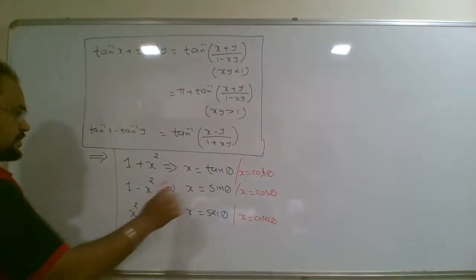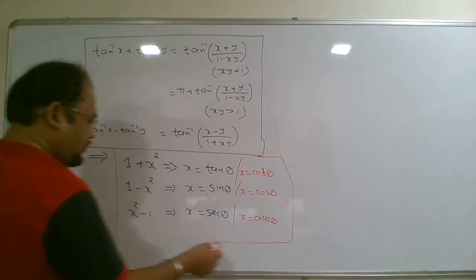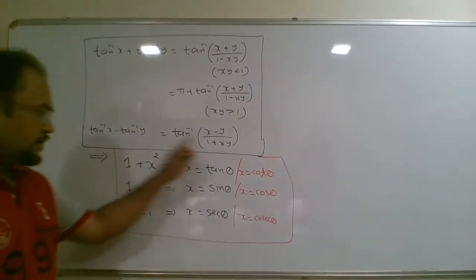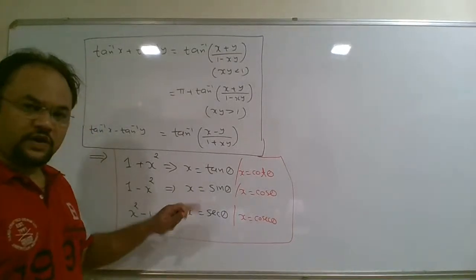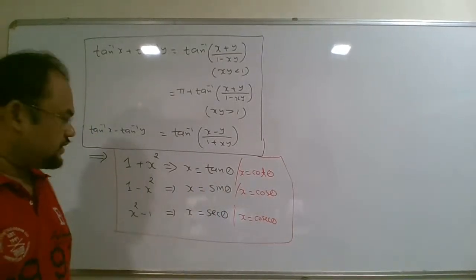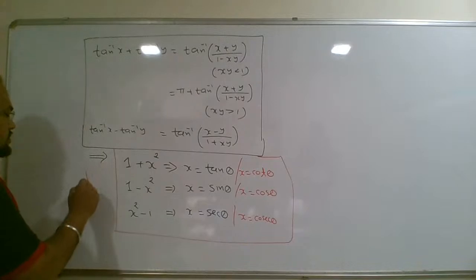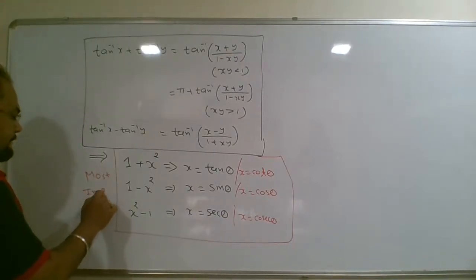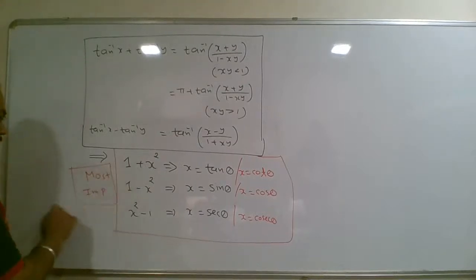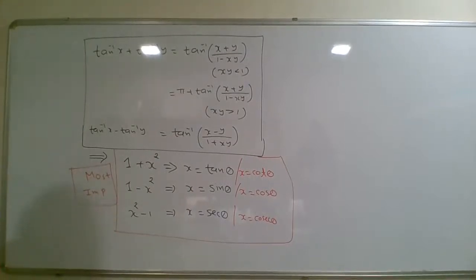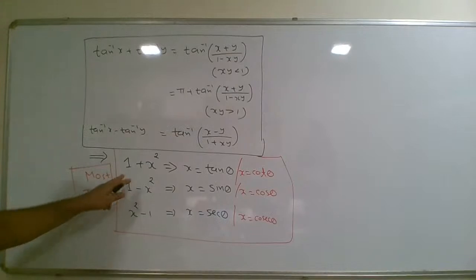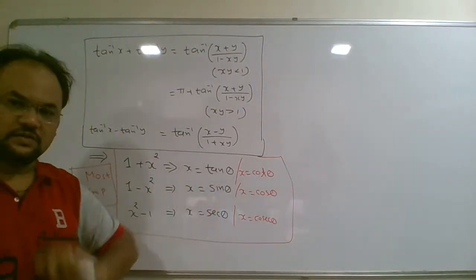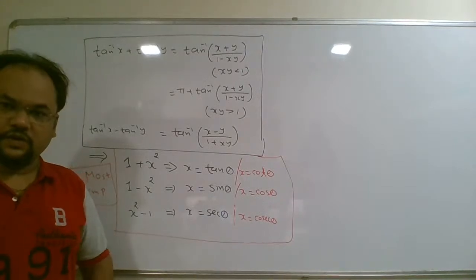So always remember these things for 2.2 and miscellaneous questions. It is most important. It is also useful for differentiation and integration part. So most important part. Remember this. So whenever we see 1 plus x square, we can suppose x equal to tan theta or x equal to cot theta. Okay.